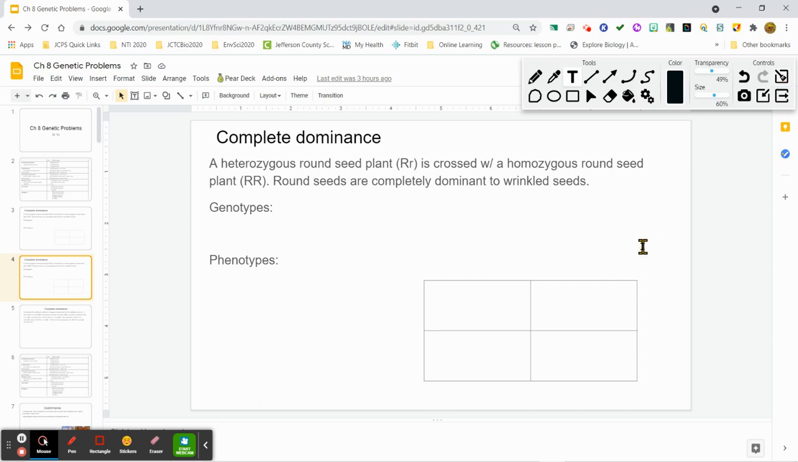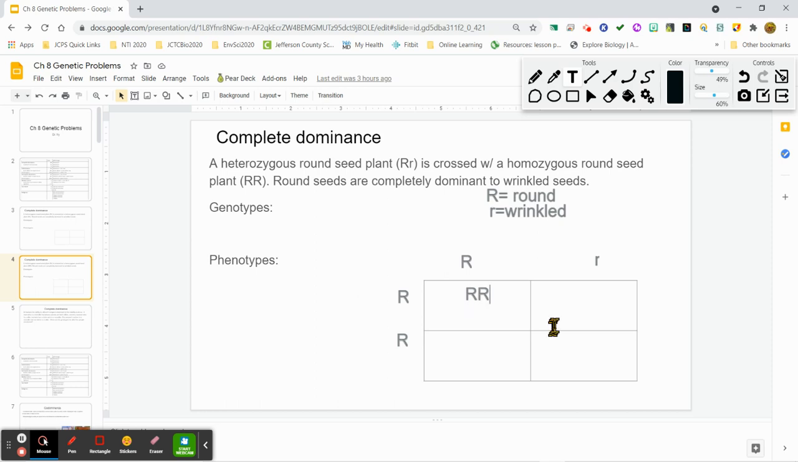All right, so this is another one. So a heterozygous round seed plant is crossed with a homozygous round seed plant. Round seeds are completely dominant to wrinkled seeds. So again, I will put this up here. So big R equals round and little r equals wrinkled. And so you're going to do a heterozygous. So again, her gametes are going to be big R, little r. And this parent is actually homozygous round. So this one's going to be big R.